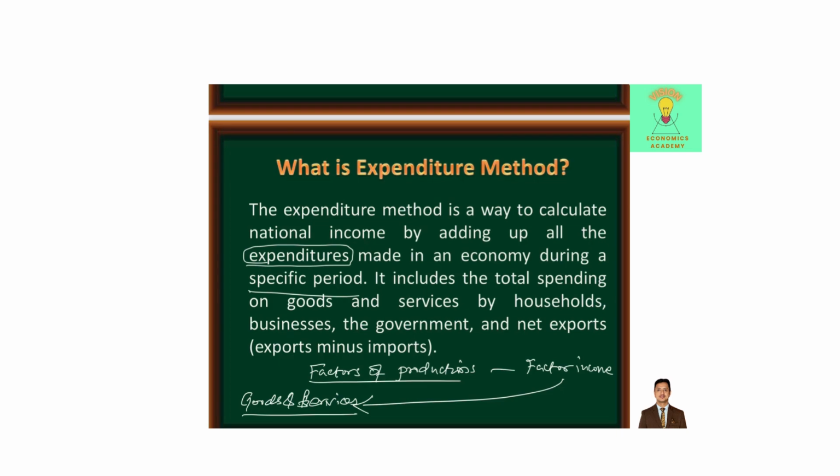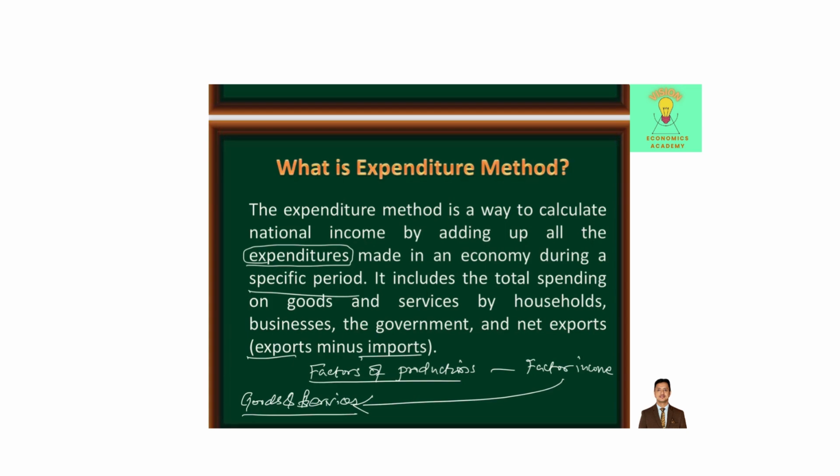It includes the total spending on goods and services by households, businesses, government, and net export, that is exports minus imports. As we move on in this chapter, we will be clearing our understanding about this method more, right?